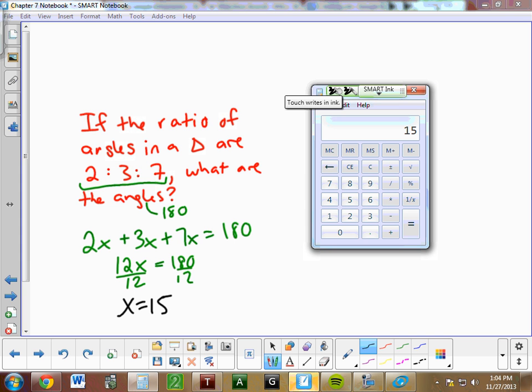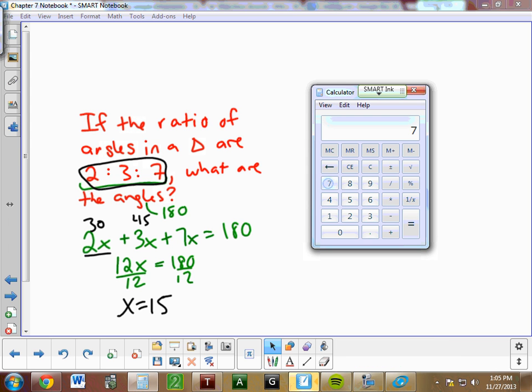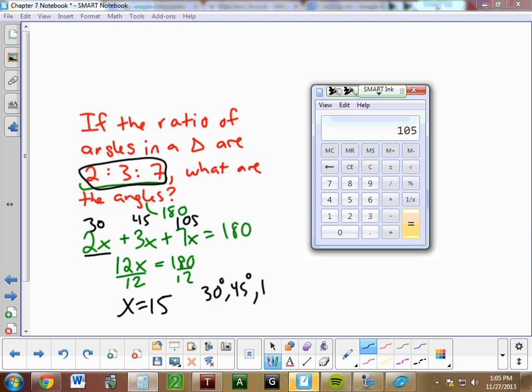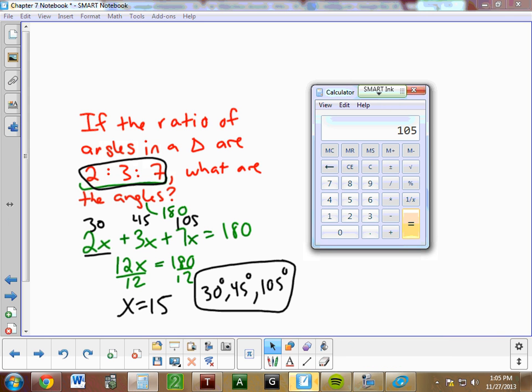So in order to get the three angles, I plug x back in. 2 times 15 is 30. 3 times 15 is 45. And 7 times 15 is 105. So the three angles would be 30 degrees, 45 degrees, and 105 degrees. Just wanted to show you one of those, that way you were good to go there.